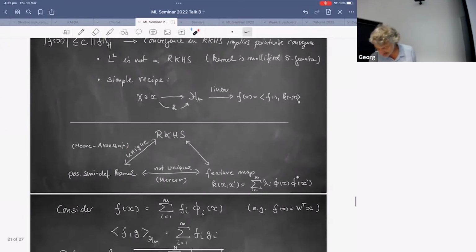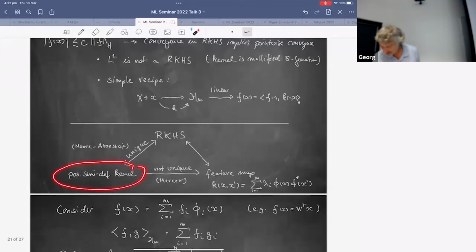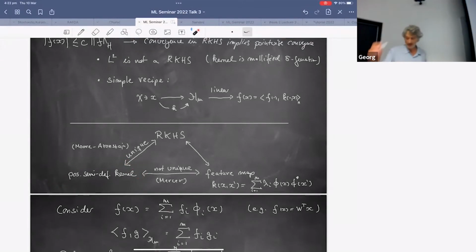And then there is another correspondence here, but that's not unique, between a kernel and a feature map. So if I have features phi, then I can express that kernel through features. So here the phi's would be eigenfunctions of a kernel integral operator, but it's not unique.